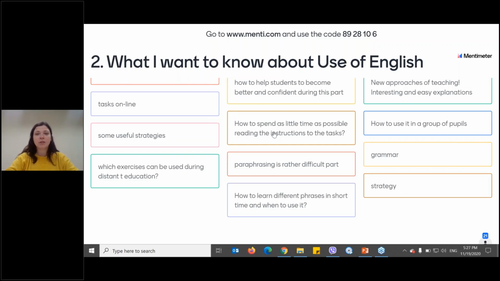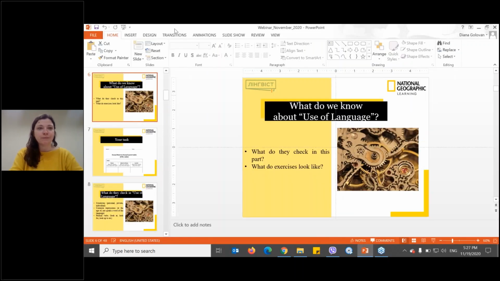How to learn different phrases in short time and when to use it. Strategy, which exercises can be used during distant education. How to use it in groups of pupils. Good, great. Thank you very much. I leave it open. You just don't see it, but I still have it open, so you can add your questions. I will look through them. Maybe we will prepare some useful material on our Facebook page, or the next article would be about some of your questions if we don't cover it today. So, I suggest finally we can start. Let's do it.